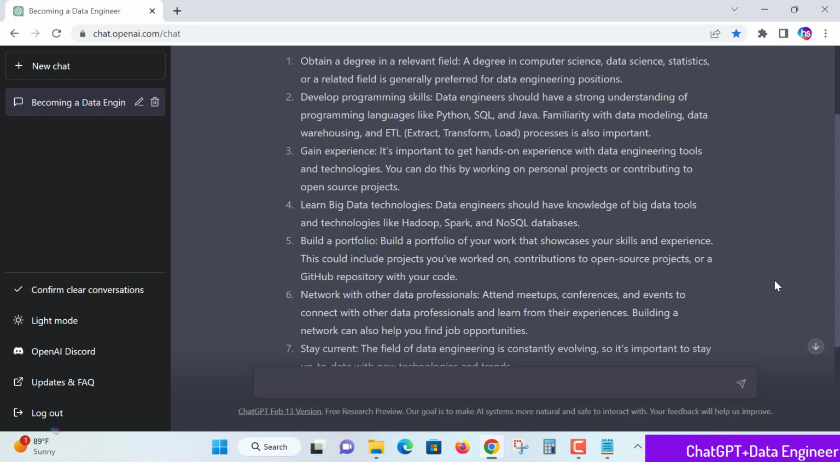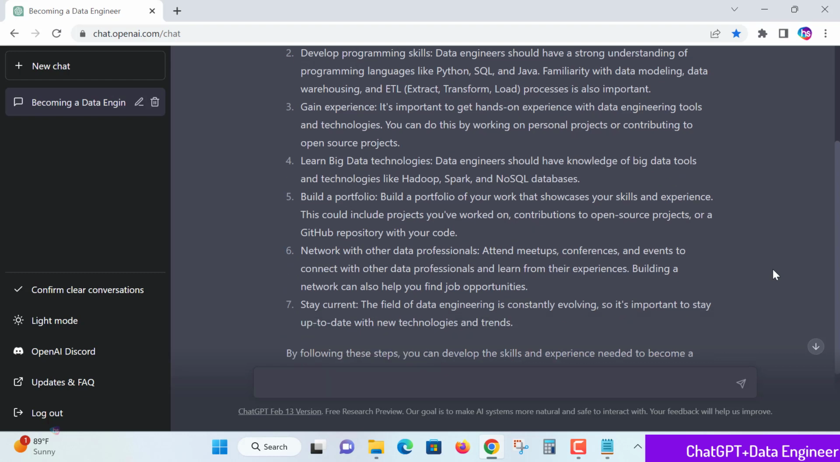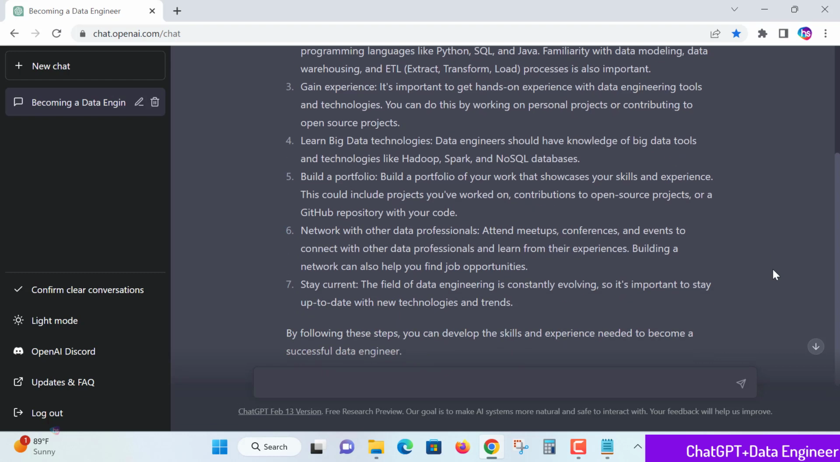And gain experience, it's important. Get hands-on experience with data engineering tools and technologies, working on personal projects and contributing to forums or open source projects. Learn big data technologies. To be successful in data engineering, you should have knowledge of big data tools and technologies such as Hadoop and Spark, and NoSQL databases.